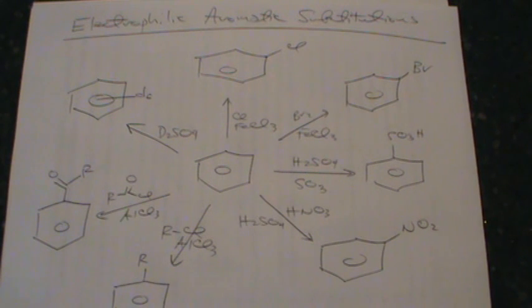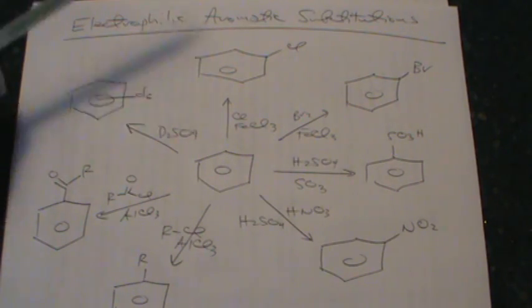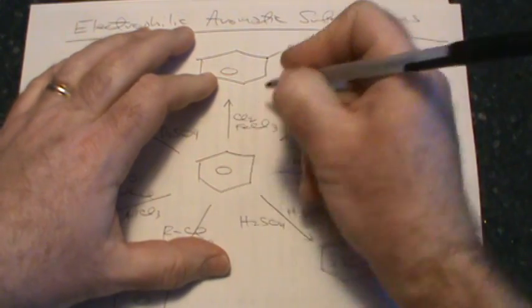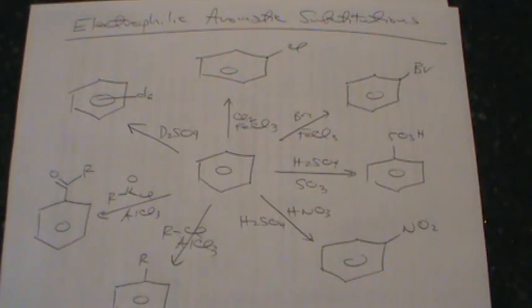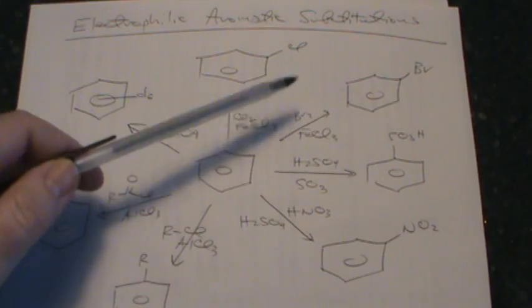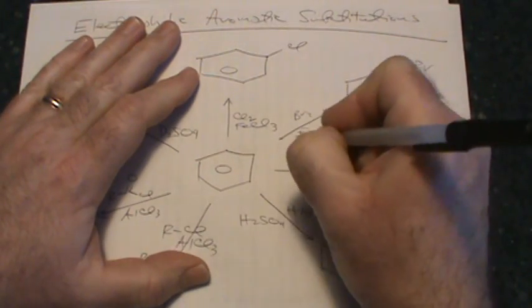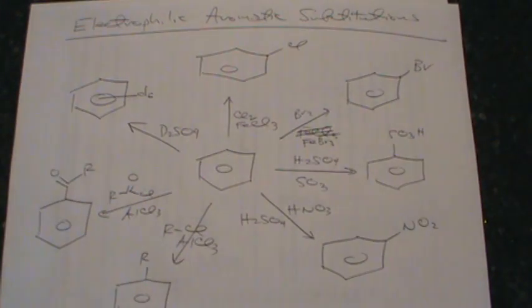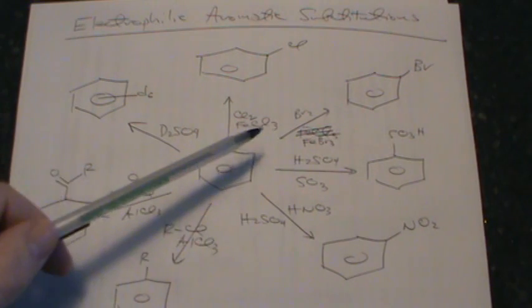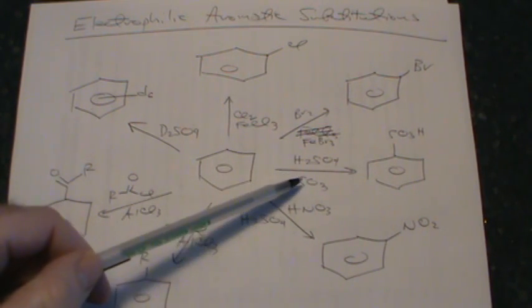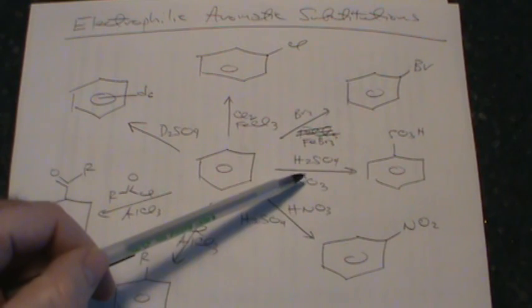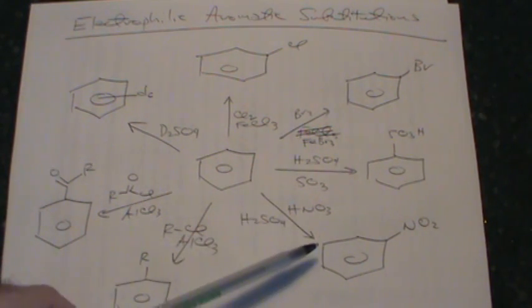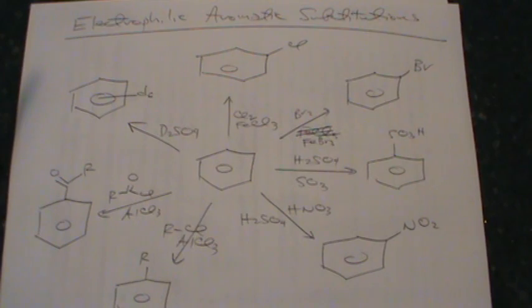Here's a nice, concise review of all the electrophilic aromatic substitution reactions we learned. They include chlorination, which is going to use molecular chlorine and iron trichloride. Bromination, using molecular bromine and iron tribromide. Sulfonation, sulfuric acid and sulfur trioxide are the reagents. Nitration, nitric acid and sulfuric acid are the reagents.